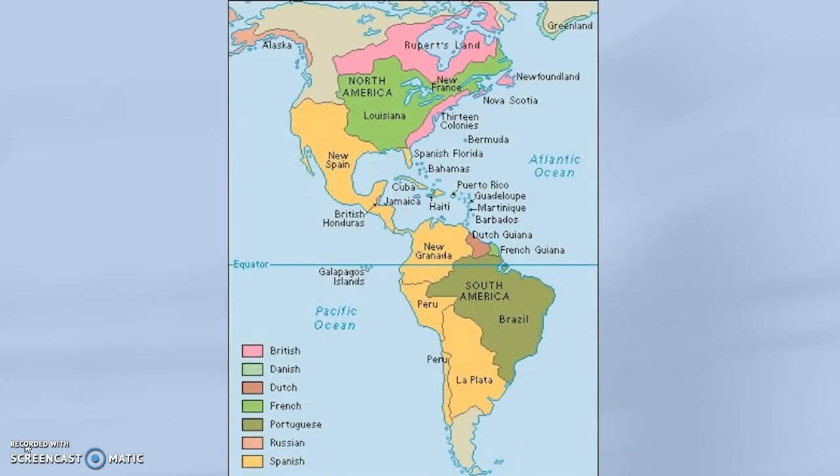So you have a map in your notes that you need to color. Make sure that you look at the key to be able to label the countries that I want you to color. That way you'll know which territories belonged to the British, which belonged to the Spanish, the Portuguese, and the French.